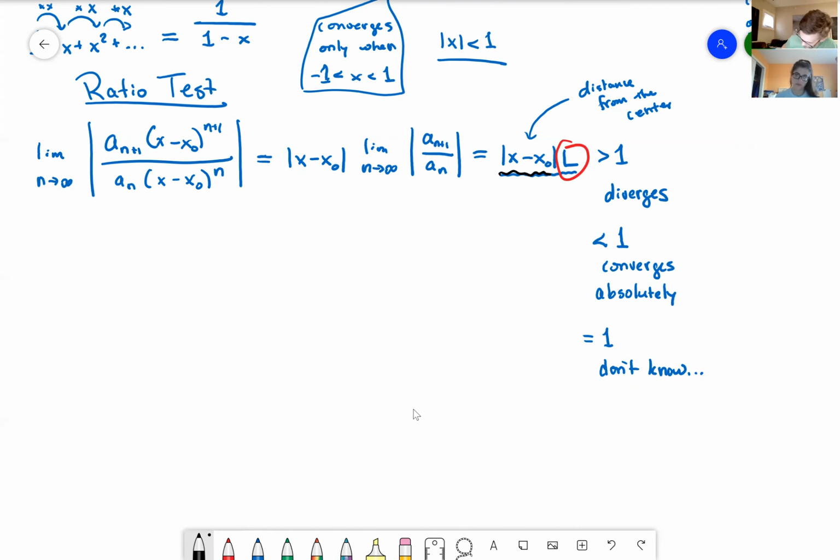So that's how these things behave. Power series are nice in this way because they have very predictable behavior. There's the center where it converges, and then as you move away, it may diverge immediately, or it may converge for a little while and then diverge, or it may converge everywhere.